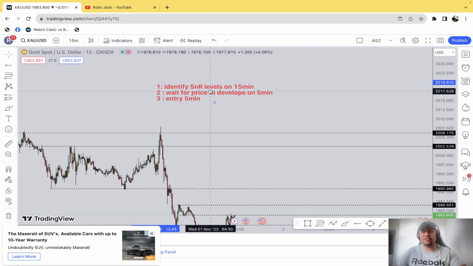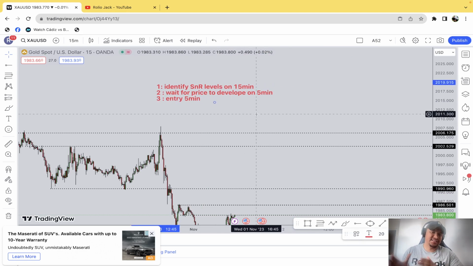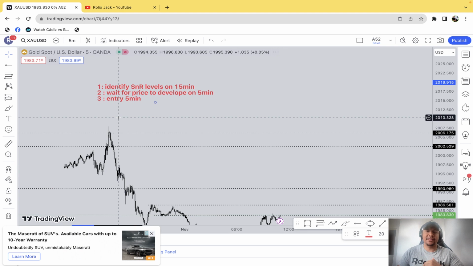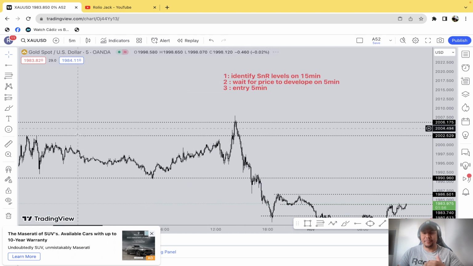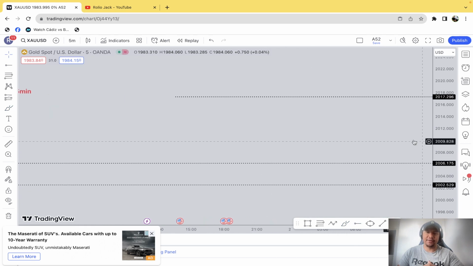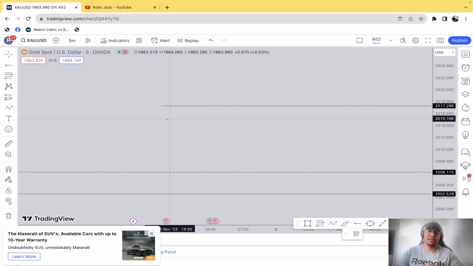Okay, so now that you've identified support and resistance levels, you're going to wait for the price to develop on the 5-minute time frame. Now I'm going to drop down on the 5-minute time frame, and what I am making a reference to when I say wait for prices to develop is that once you have a level of resistance that the market had traded upon. Now I'm going to use this example, and then we're going to go back.